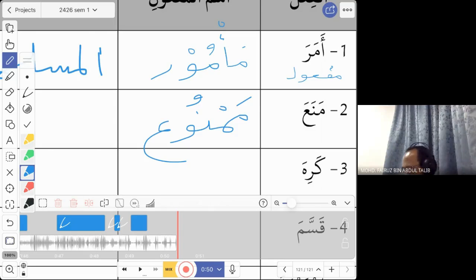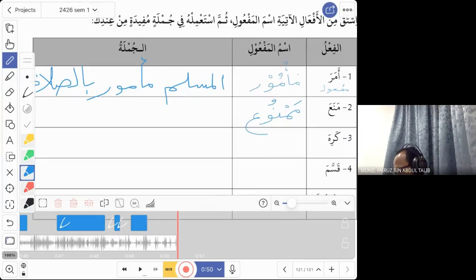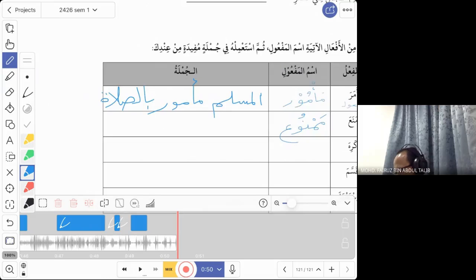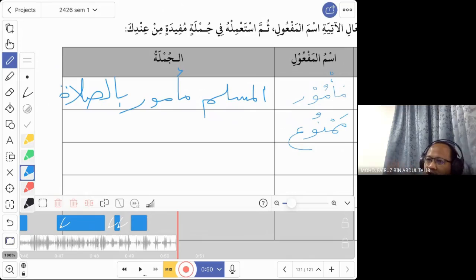You say mamnu'. You say, haza mamnu'. This is not allowed. Haza mamnu'. Not allowed. So what is the example? Examples of the word mamnu' in a sentence. Okay, we say smoking. Smoking is prohibited in the university.